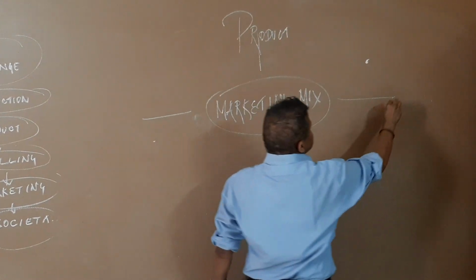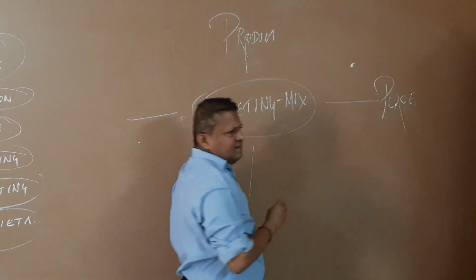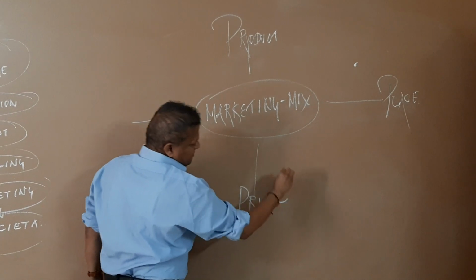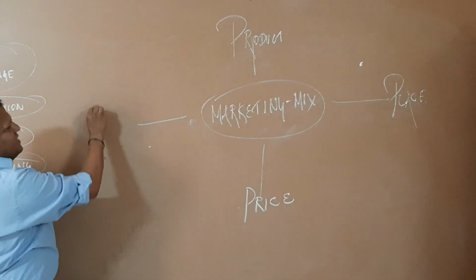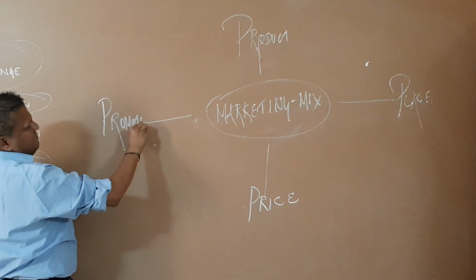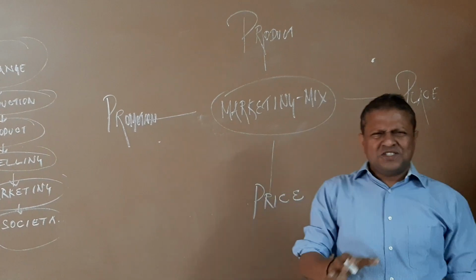The second P is the place. The third P is the price. And the fourth P is the promotion. Okay, let us see a very quick look at what each P talks about.